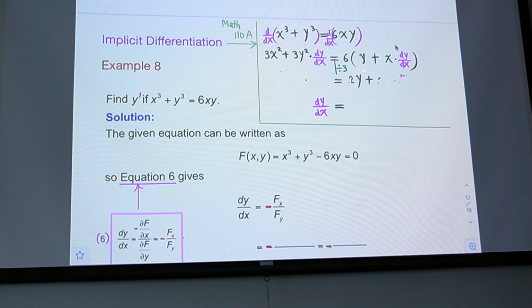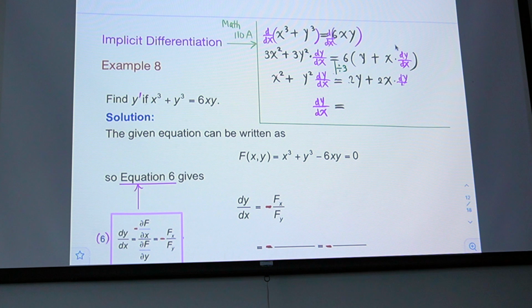Now we can make this equation a little bit simpler by dividing both sides by 3. All right, so you got something like this, right? Now let's solve for dy/dx. So what does dy/dx equal? Let's keep dy/dx on this side, so let's move this one to the other side.